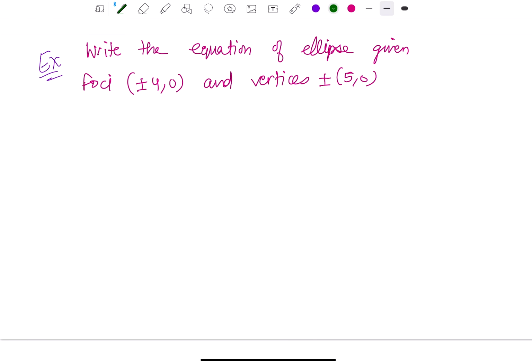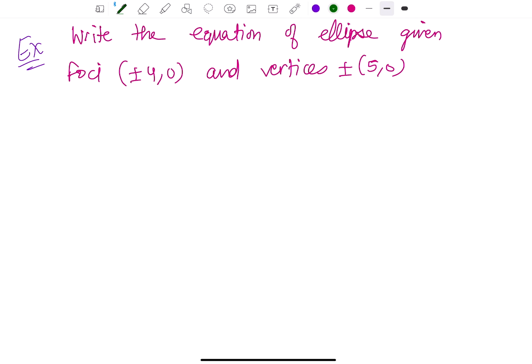Next, write the equation of the ellipse given foci plus minus 4 and vertices plus minus 5, 0. So I'm given the foci and vertices. It's helpful to draw these points to get some estimate or idea how the equation should look. Foci are at 4, 0, -4, 0, F1, F2, and the vertices are at 5, 0, -5, 0.